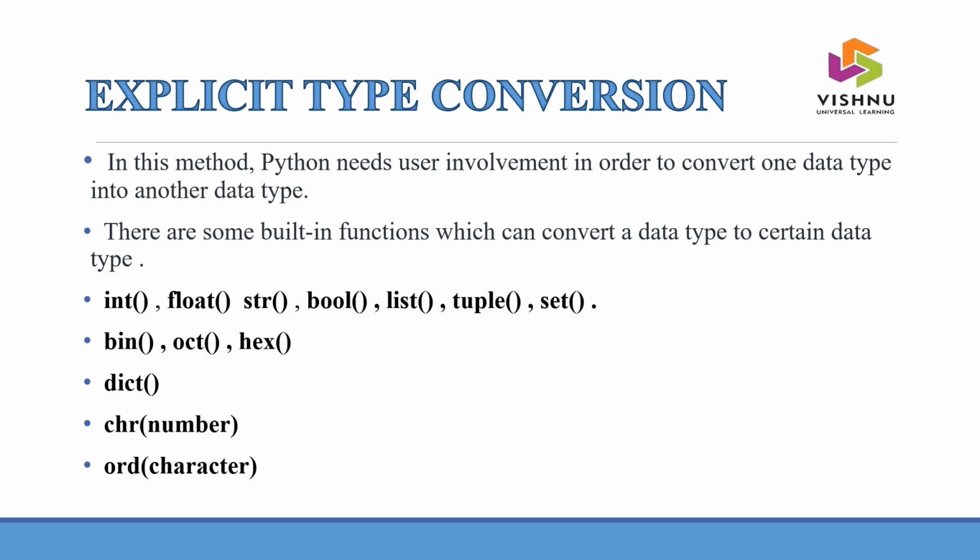Explicit type conversion. In explicit type conversion, users convert the data type of an object to the required data type. We use the built-in functions like int, float, str, etc. to perform explicit type conversion. Not only this, there are some more built-in functions in Python for explicit type conversion.